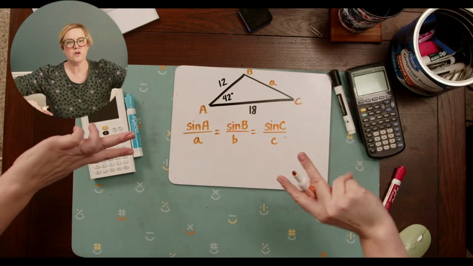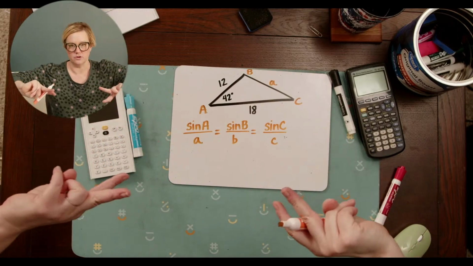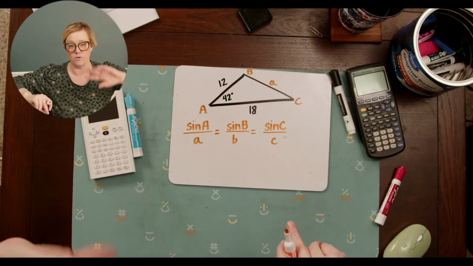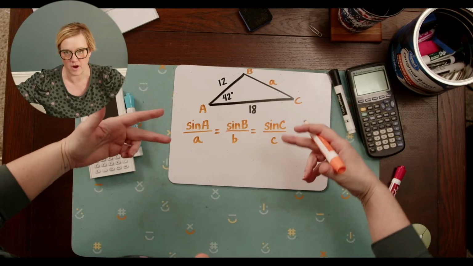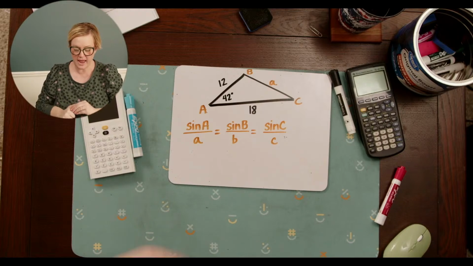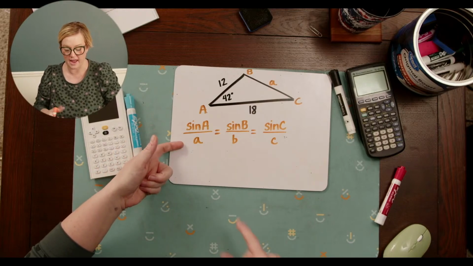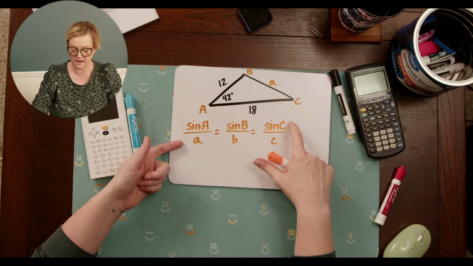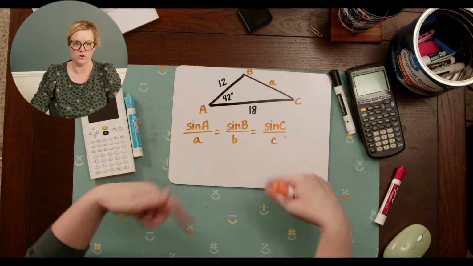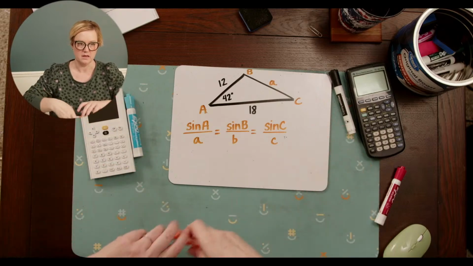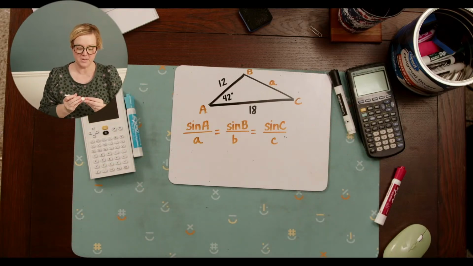Okay. And you can also flip this if you need to, right? You can have sine A over A, or you can have A over sine A, as long as you flip all of them, right? So you can have the sine of the angle over the side equals the sine of the angle over the side equals the sine of the angle over the side, or you can have it flipped upside down, okay?